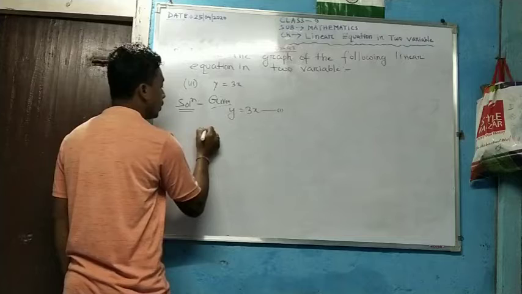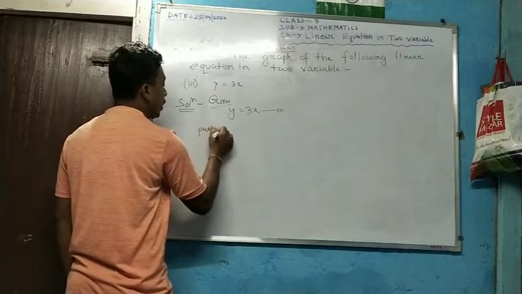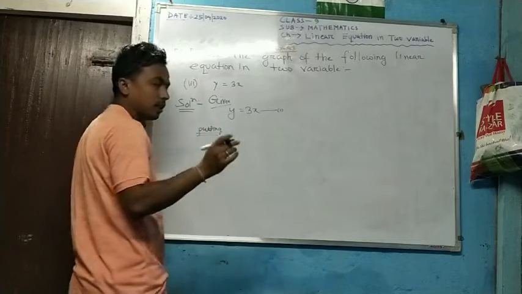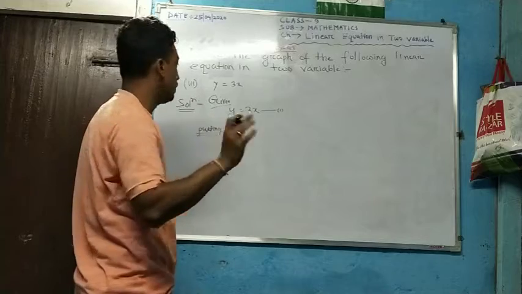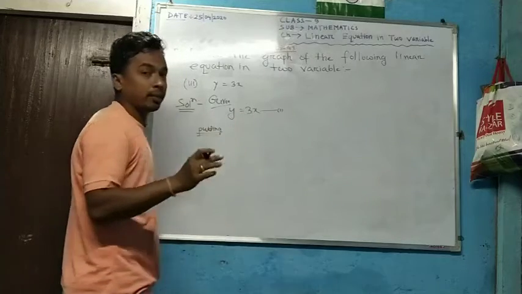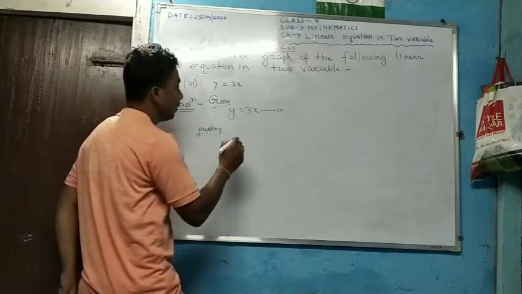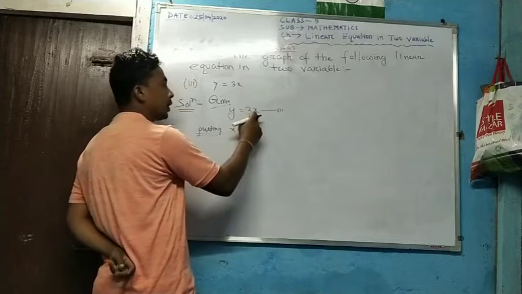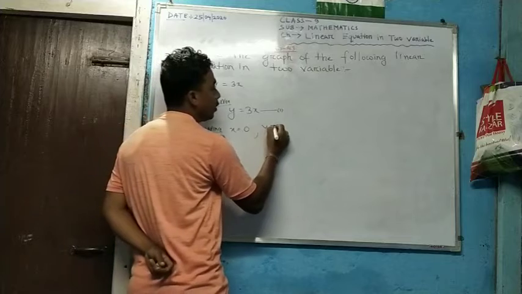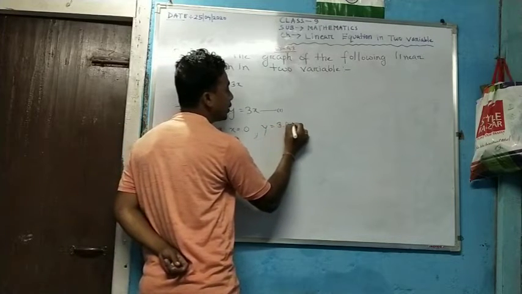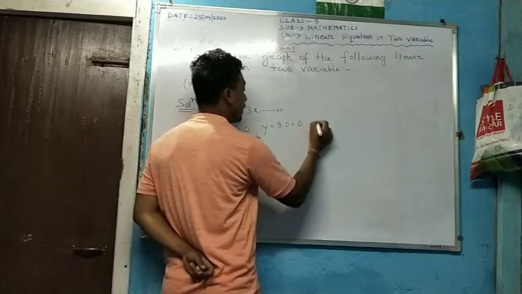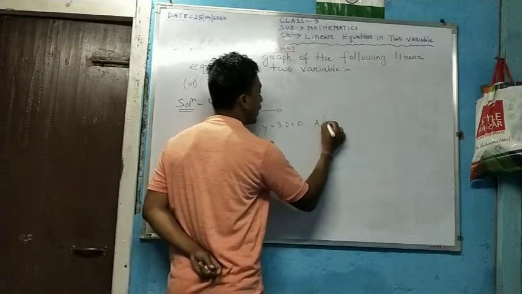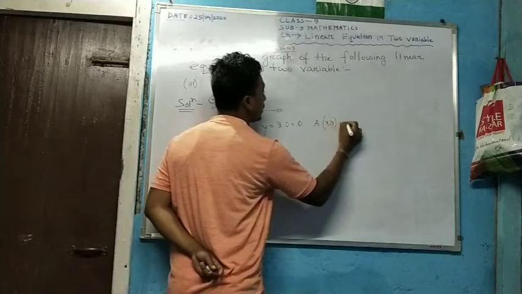Now what will you put? Always put the value of x very normal. That means either put 0, 1, minus 1. Don't put bigger numbers like 9, 10, 11. Let us put x equal to 0. If I put x equal to 0, then y equal to 3 into 0, that means 0. Let us take a point A where x comma y will be what?